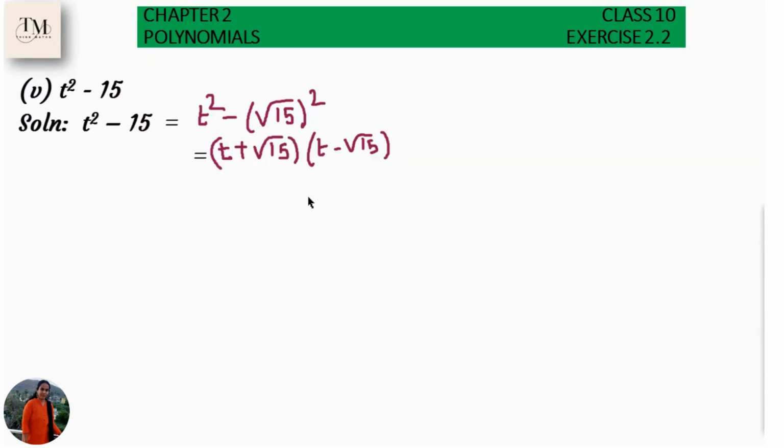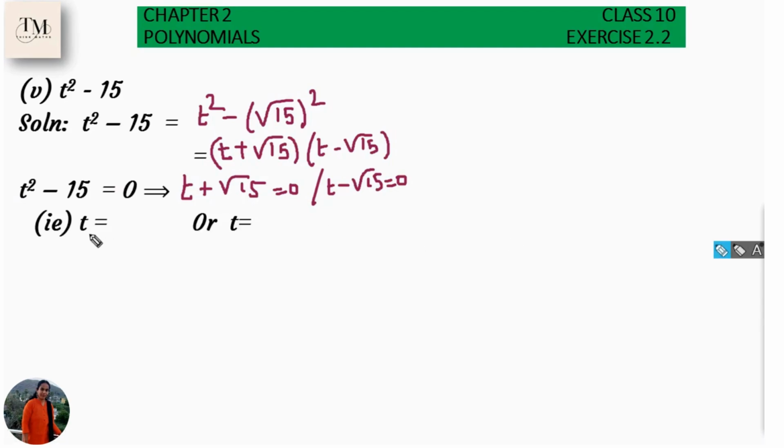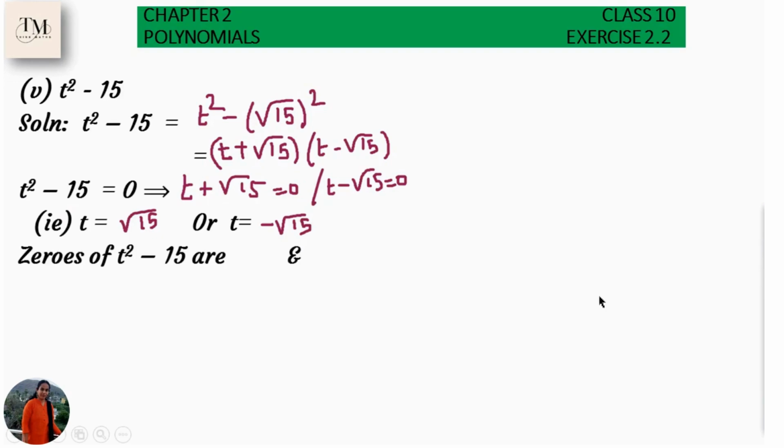So the roots will be t plus root 15 equal to 0 and t minus root 15 equal to 0. So t plus root 15 equal to 0 or t minus root 15 equal to 0. So roots will be plus root 15 and minus root 15. So the zeros are root 15 and minus root 15. So these are the zeros of the given polynomial.